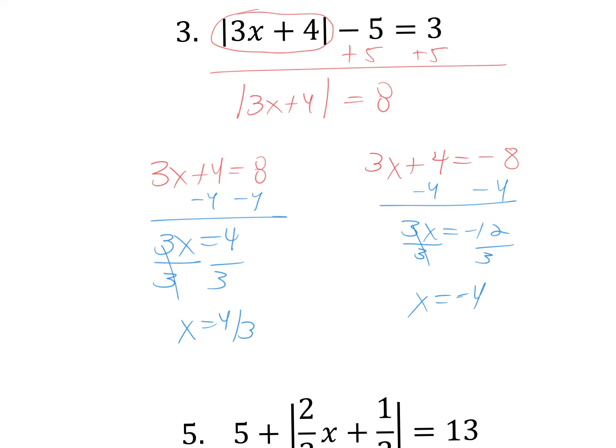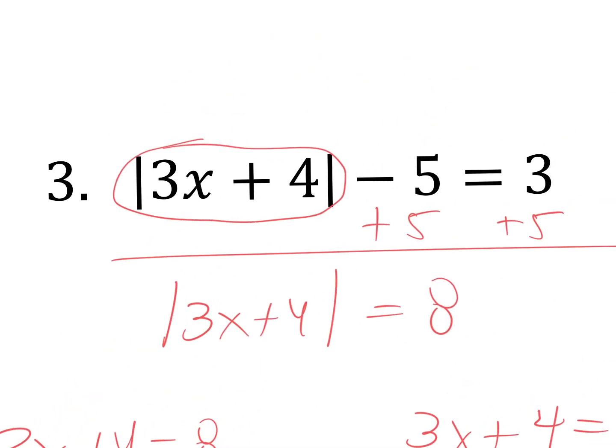All right, take 2 seconds to go back up and look. If I plug in 4/3 here, 4 over 3, the 3's will cancel. What's 4 plus 4? 8. Absolute value of 8 is 8. 8 minus 5 is 3.